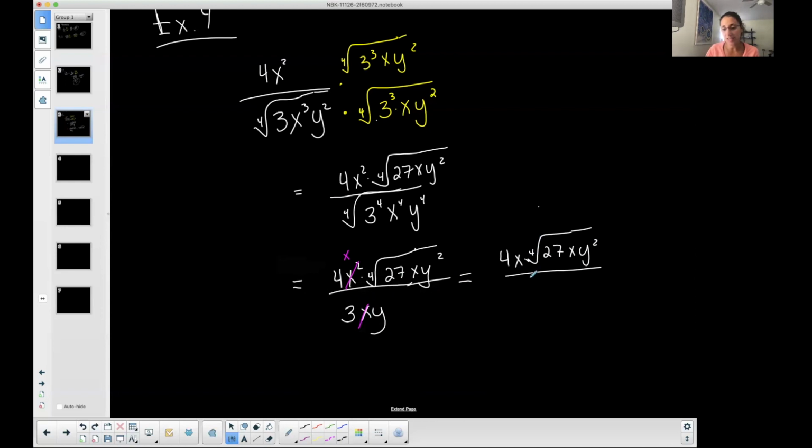On the bottom, this x canceled, so I'm just left with 3y. I am not allowed to cancel anything here because this is under a radical and this is not. So these y's won't cancel. The 27 and the 3 will not, and therefore I'm done. This is my simplified version of this rationalized expression.